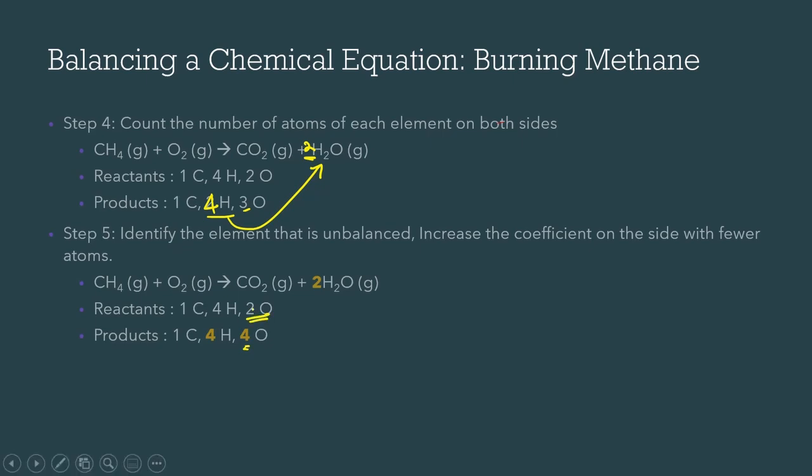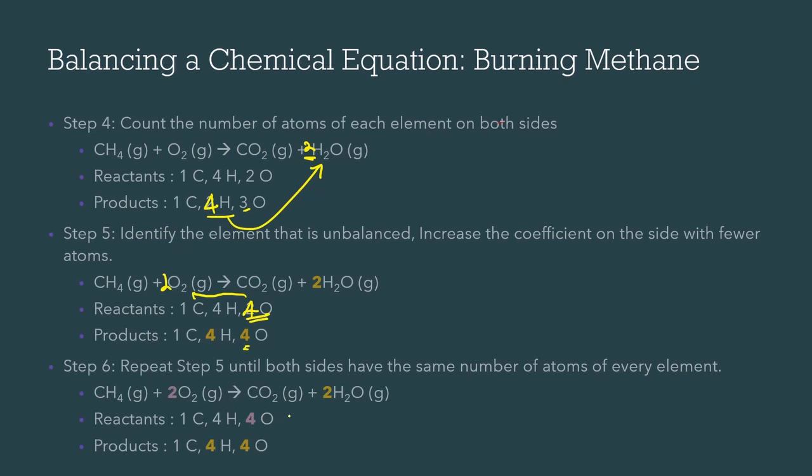As before, we identify the site with fewer number of oxygen atoms, and in this case, it is the site of the reactants. So we identify the reactant where the oxygen atoms came from, and we see that it is the oxygen molecule, O2. So 1 O2 gives us 2 oxygen atoms. How many O2 would give us 4 oxygen atoms? You can probably guess that it is 2 O2. So now we have a total of 4 oxygen atoms on the side of the reactants. So it looks like our equation is already balanced.